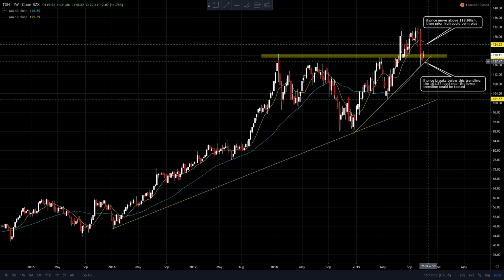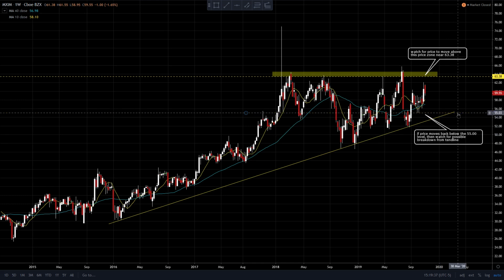But if it comes back down and breaks below this trend line, then we could see this low down here, 101.57, could be in play, and essentially this trend line could be back in play for a test of potential support. Here's MXIM. MXIM is another semiconductor company.